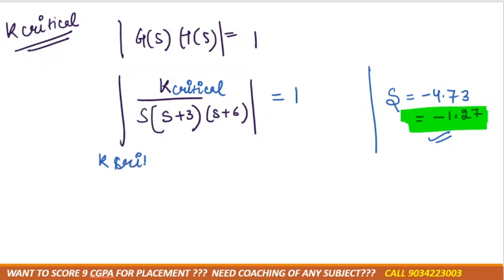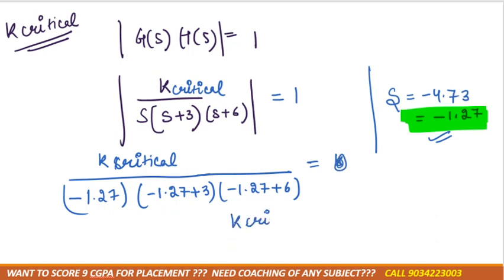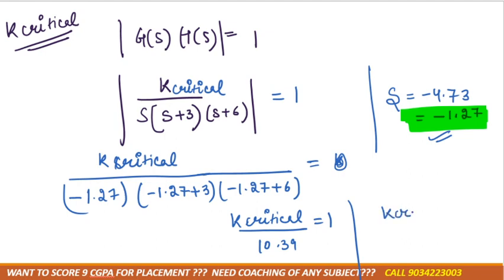Then it would be K critical divided by S, which is minus 1.27, so minus 1.27 into minus 1.27 plus 3, minus 1.27 plus 6, is equal to K critical. If we solve it, we get the whole term as 10.39, which is equal to 1. So the value of K critical is equal to 10.39.